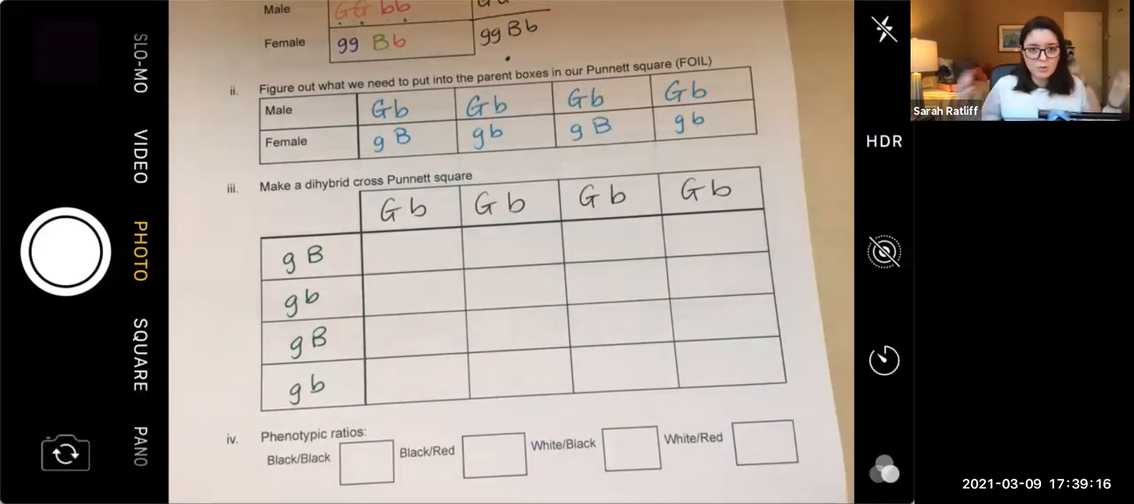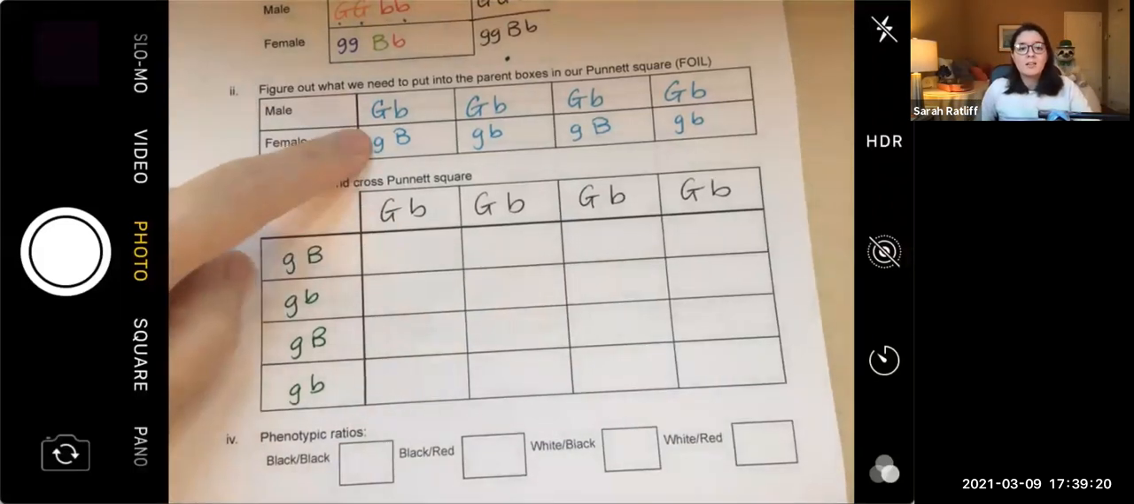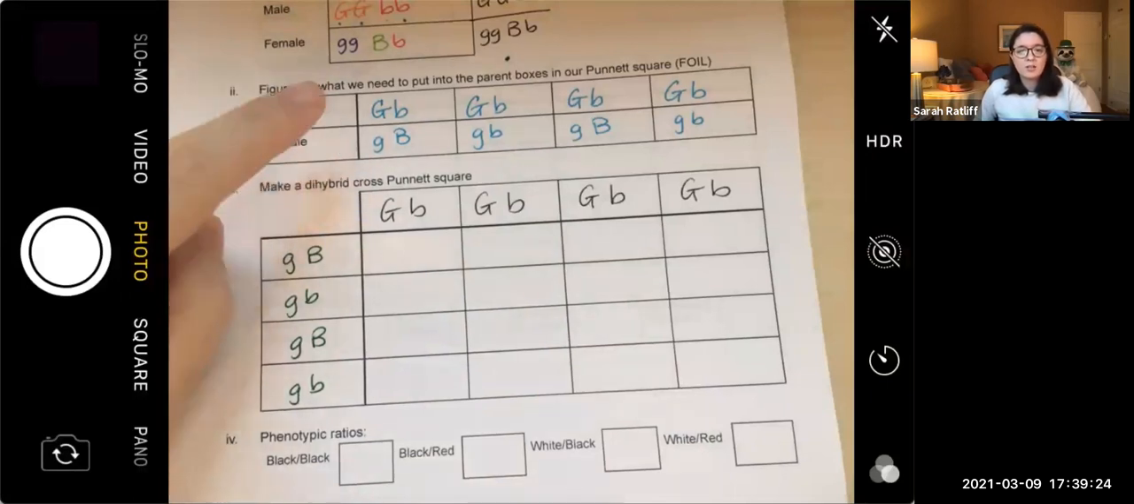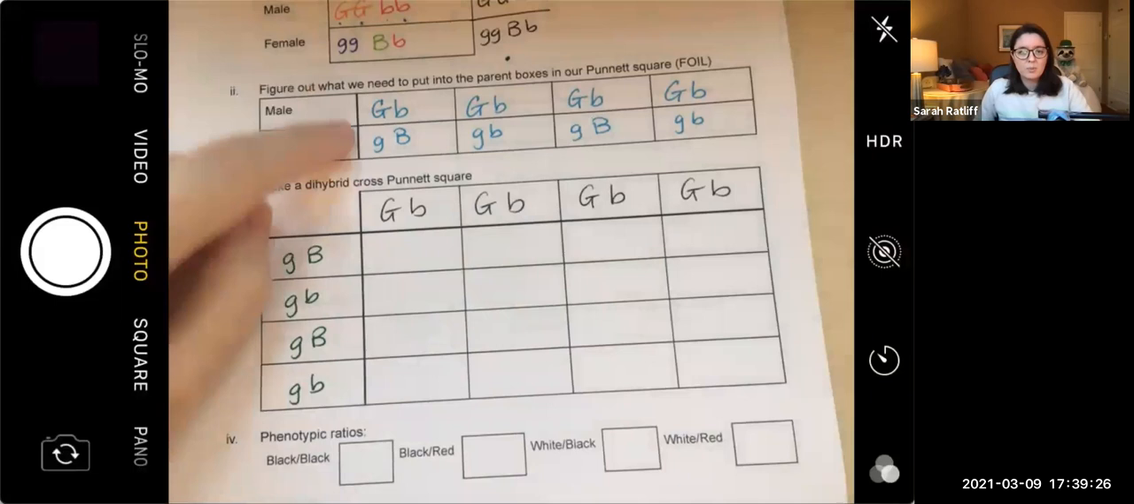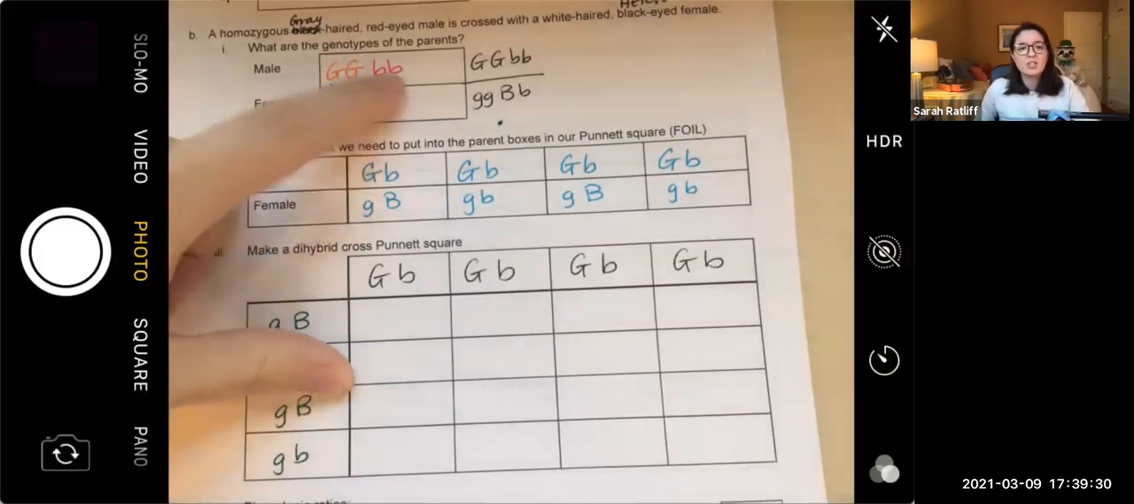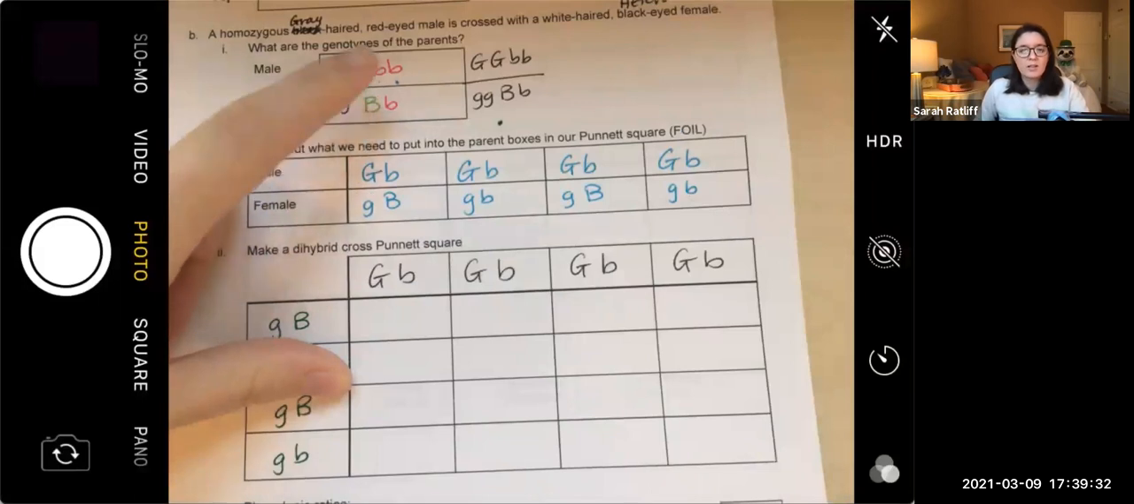Now we're going to combine. We're going to cross our two parents. Now remember what I said up here, letters are priority. So the first thing we need to do is make sure all of our letters are together. The G's are with G's, the B's are with B's, like we saw up here. Then within each letter, we can look at the capitalizations.